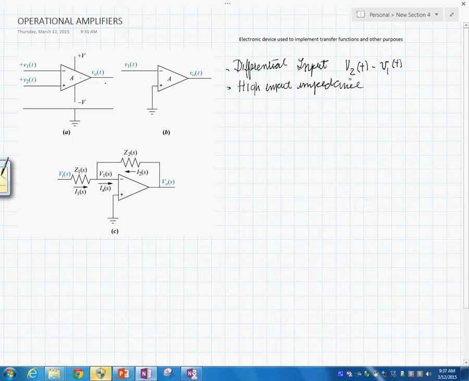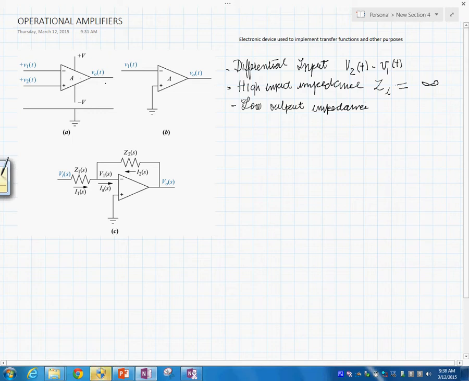We're going to expand a little bit more on this concept of impedance. We use the letter Z, Zi. This is very big, infinitely big. The characteristic for the output is low output impedance. Okay, so that's for the output.